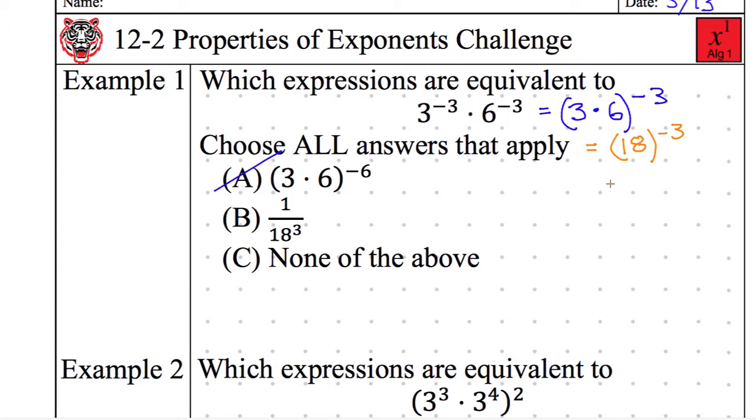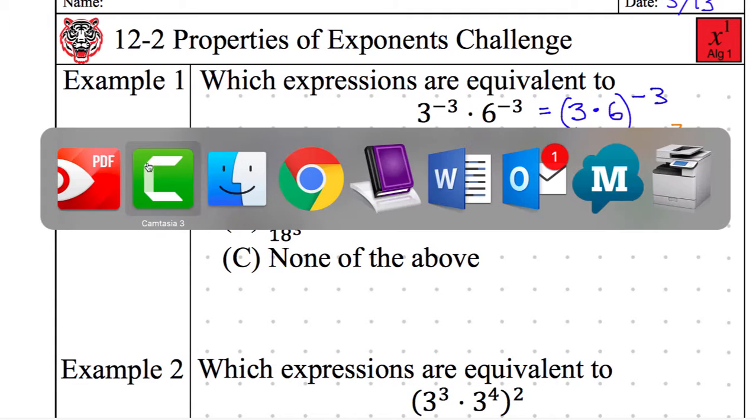And is there a quiet raised hand out there that can turn that into a fraction using that second rule that we did yesterday? Yeah, Gunnar? 1 over 18 to the positive 3. There it is. Thank you, Gunnar. You got your card in.